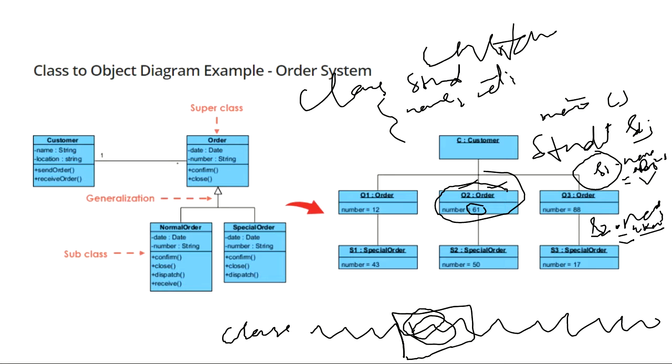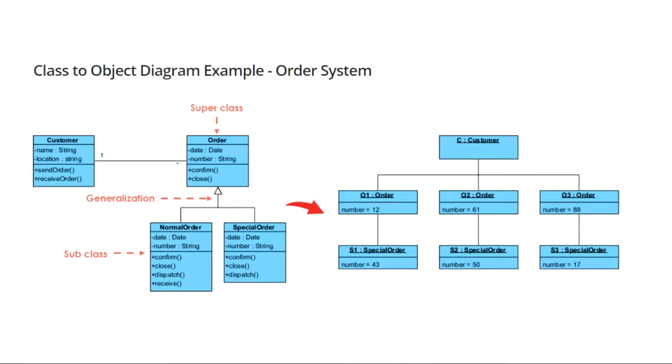That is why whenever you are creating an object, either object o1, object o2, or object o3, you have to give values 12, 61, 88. You cannot just leave it like number. Then it's not an object, it's a class only.